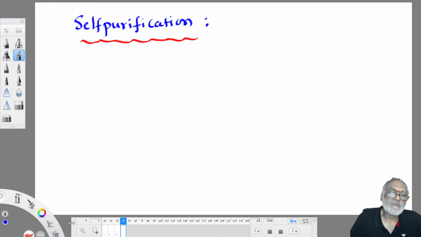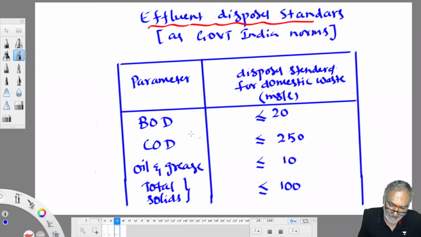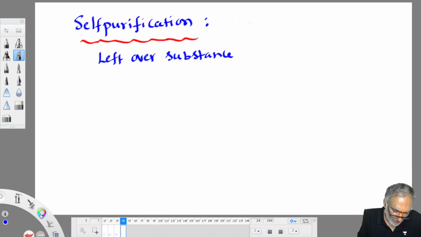During night time when you sleep, the body repairs its parts. Whatever repairs and recovery are required, the body takes care of on its own. So you need not go to any hospital, you need not consult any doctor. Understood? Automatically the body can recover. That's called self-purification. So leftover substances present in wastewater, a small amount of biodegradables, small amount of COD, oil and grease, total solids, over a period of time can be removed completely from the water body, known as self-purification.